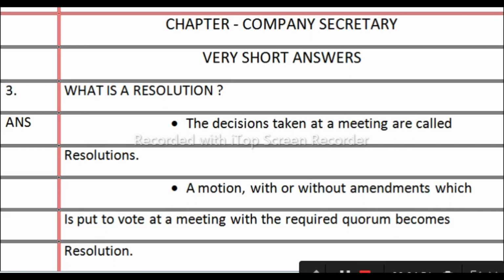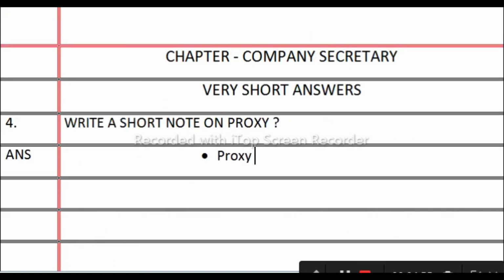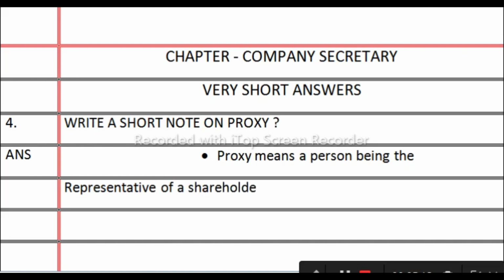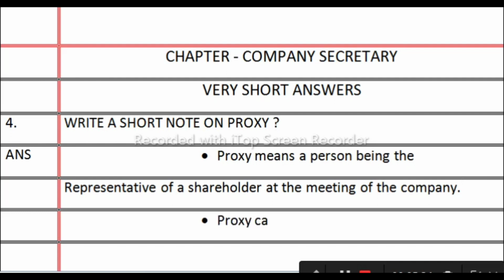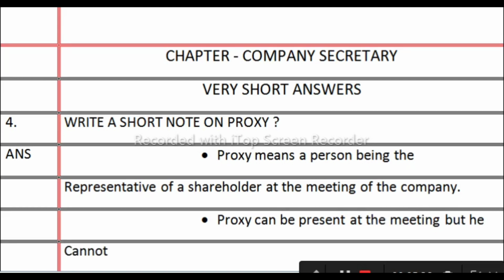The next question which we are going to see is who is a proxy. A proxy is a person who represents a shareholder in a meeting where the shareholder is not able to be physically present. A shareholder can appoint another person, called a proxy, on his behalf. A proxy can only be present at the meeting, but he cannot vote. He has no right to vote at a meeting.